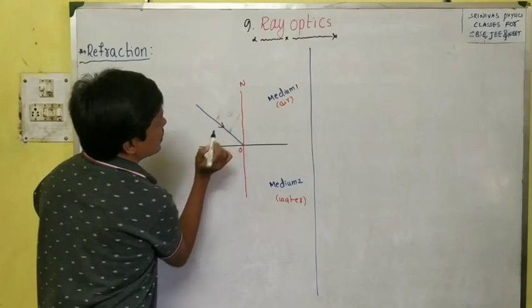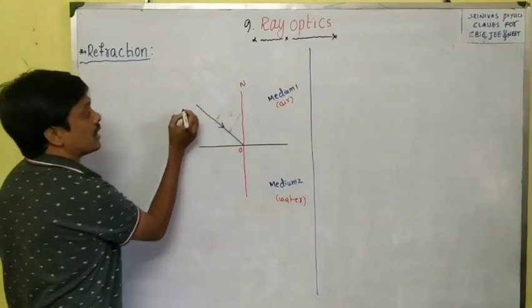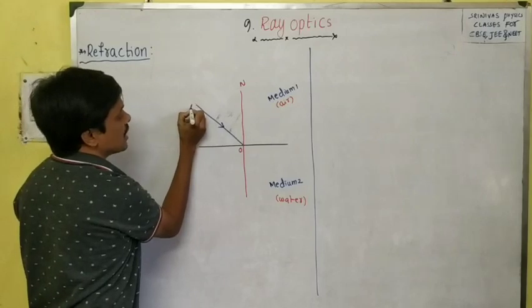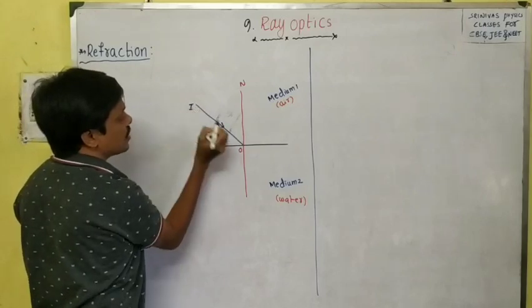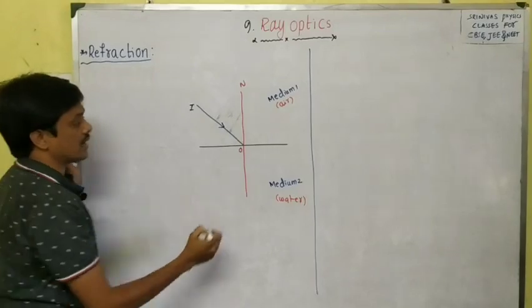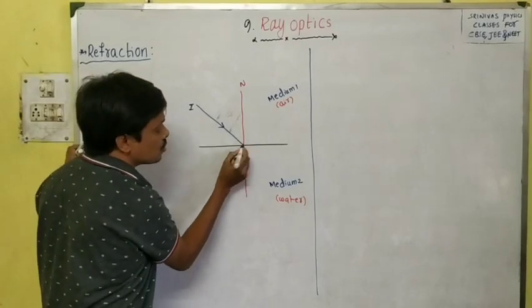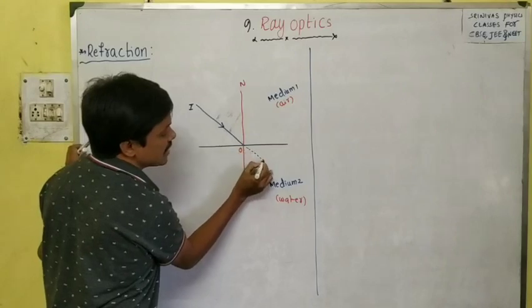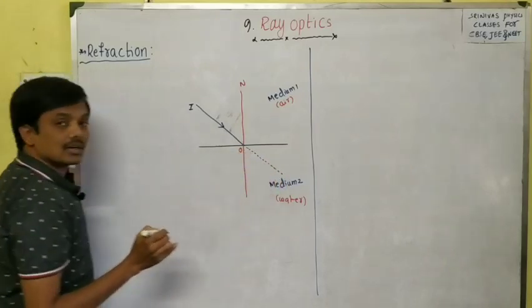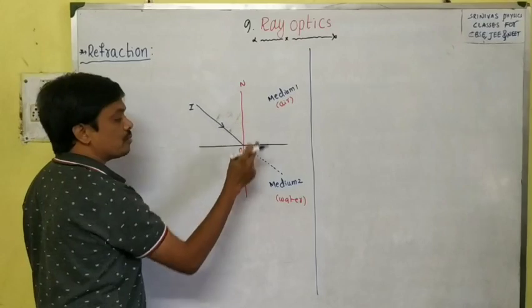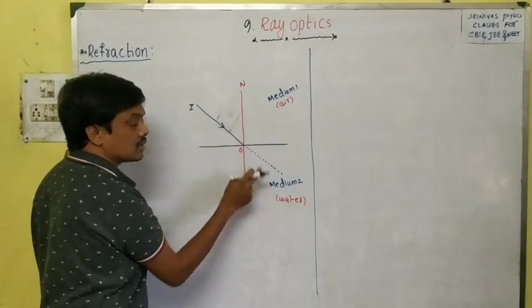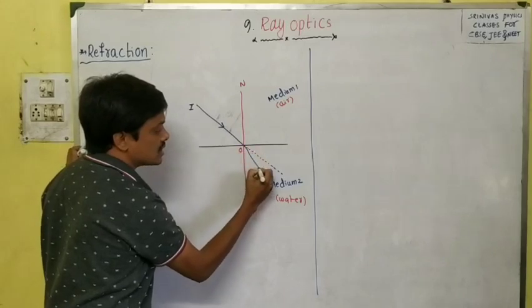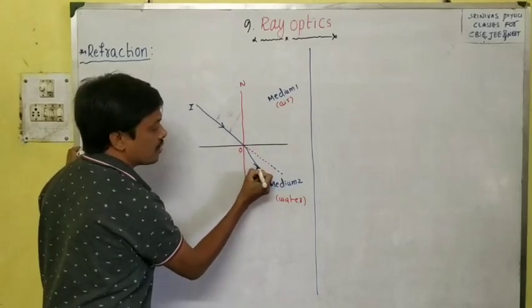We know that light travels in a straight line path in one medium. This is considered the incident light ray, IO. If there is no change in the medium, the light will travel with the same speed in the same direction. But when the light moves from one medium to another medium, it cannot travel in a straight line. It bends either towards the normal or away from the normal.